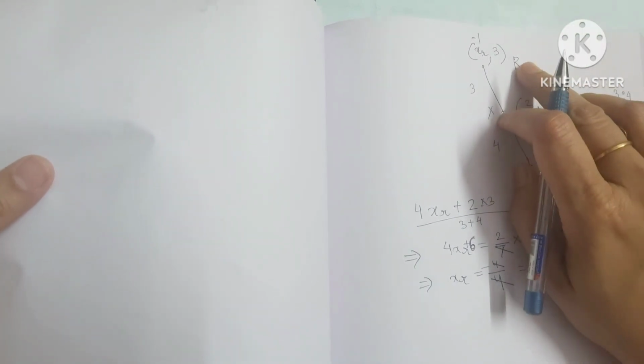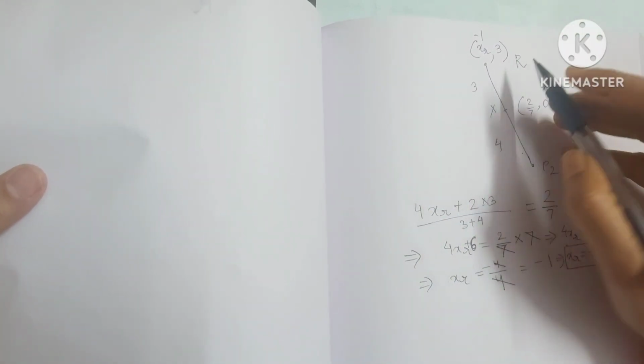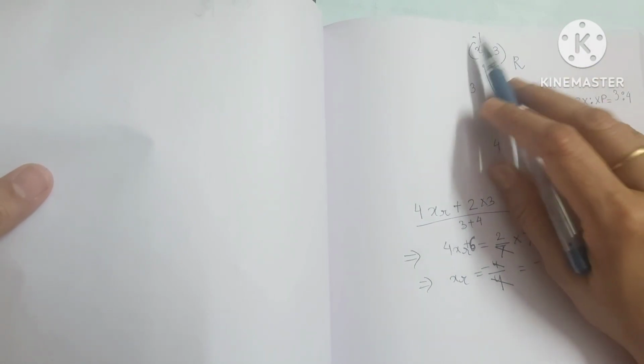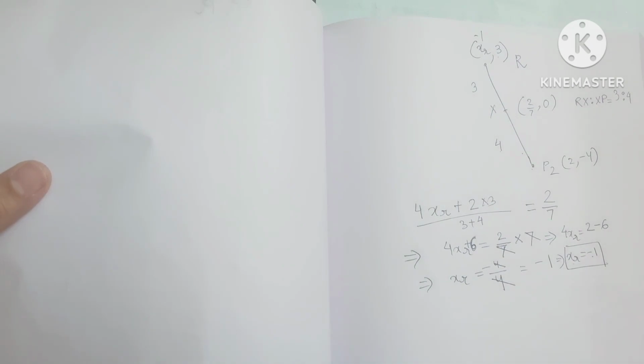So the point where the ball touches the railing and rebounds into pocket P2, the coordinates are -1, 3. You need to write the statement. So let's move to the next question, the last question for this question number 37.